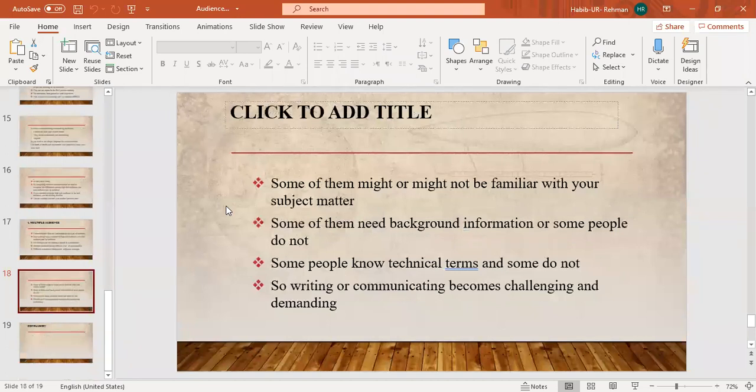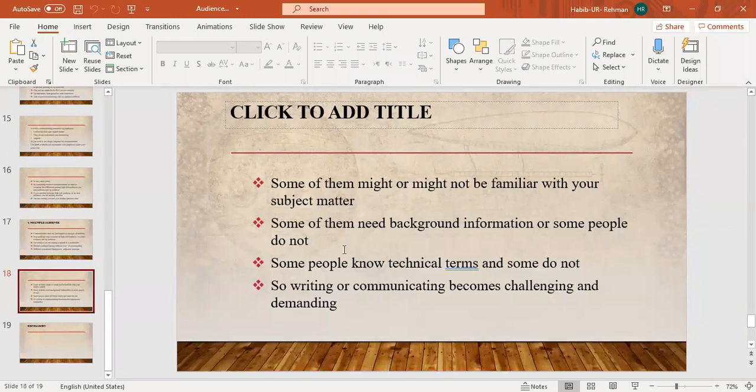So when the audience is multiple, there are chances that your point of view is understood by some of the audience, and some may not understand your point of view. It can happen. Some of them need background information and some do not. If some people in your audience are experts in the field you are talking about, it will be a piece of cake for them to understand what you are saying.